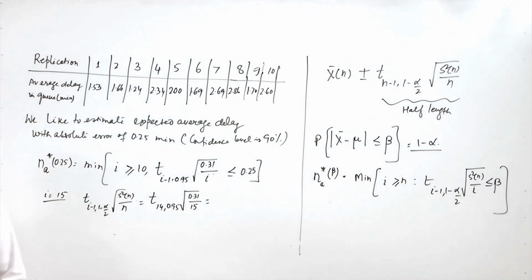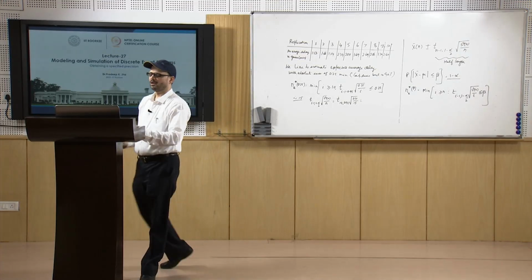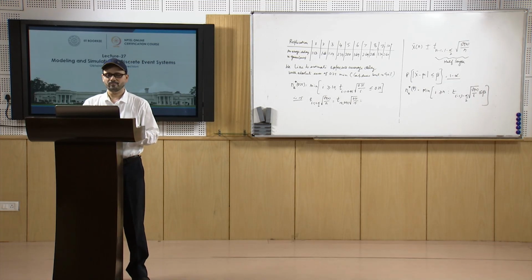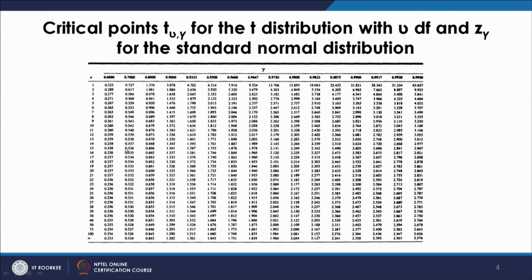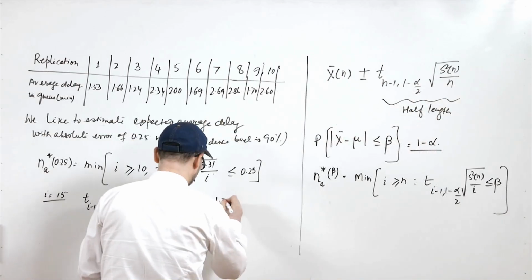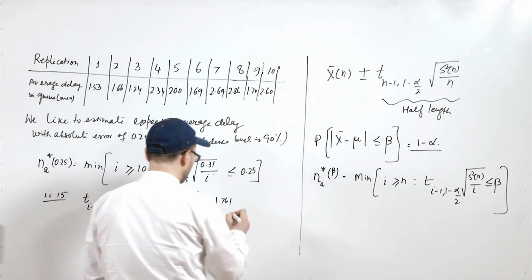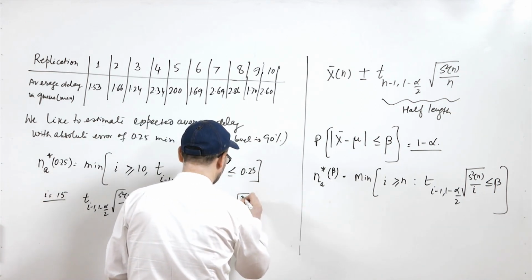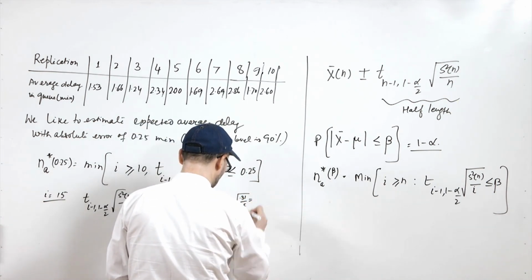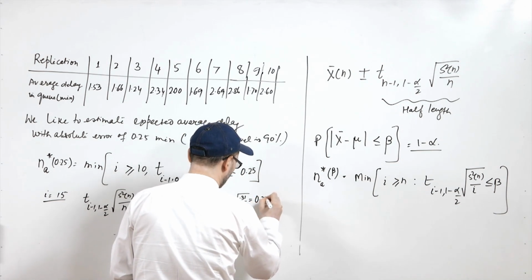So, t 14, 0.95, we have to look from the table. Now, if you look at the table, t14 and 0.95, it is coming out to be 1.761. So, it will be 1.761 and into the square root of 0.31 by 15. So, it is coming out to be 0.253.